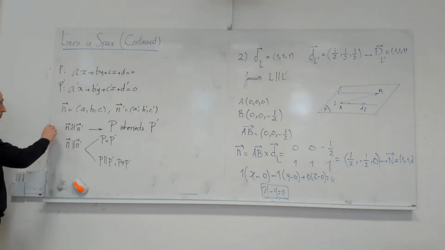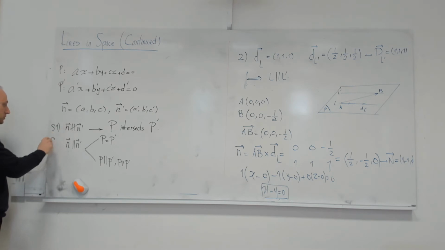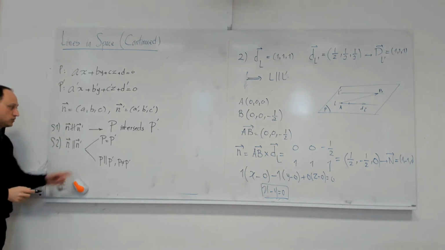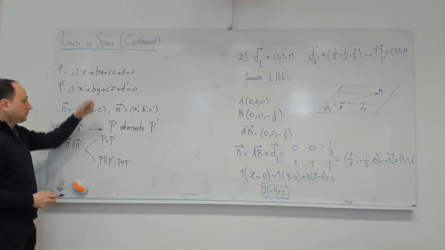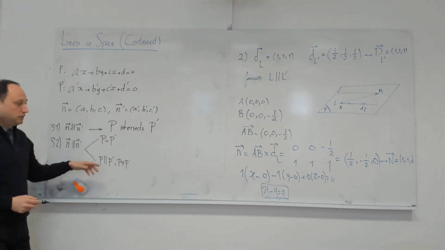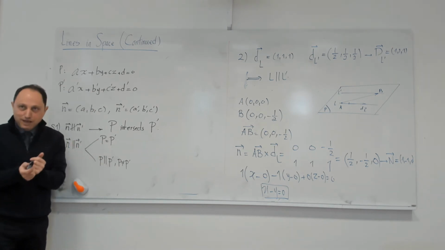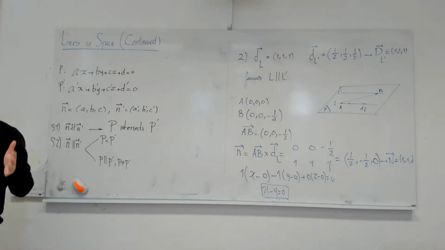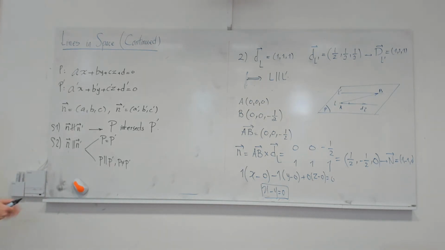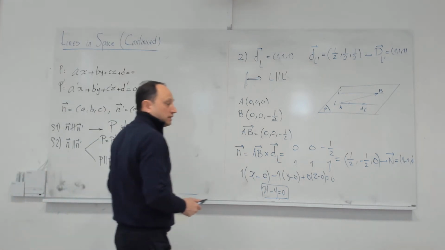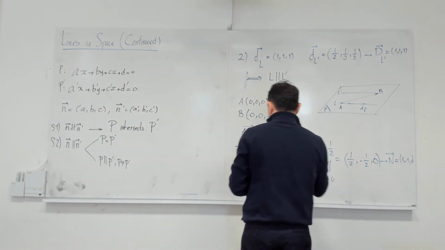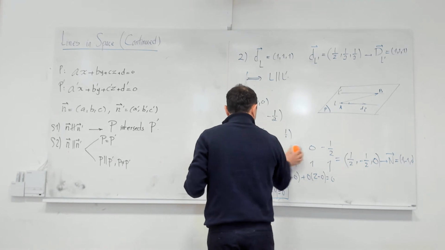Let me just write step 1, step 2, okay? So that's easy, yes? You just take a random point from one of them and check it in the other one. If it works, it means that they are actually the same plane, and if it doesn't work, it means that they have to be parallel. Okay? Is that clear? Okay, so that is regarding two lines. Sorry, that is regarding two planes.